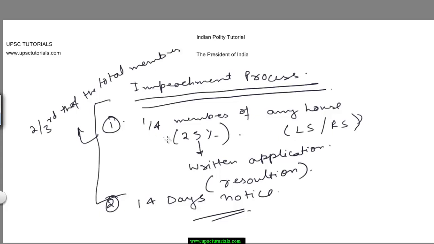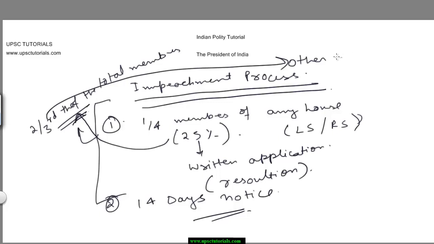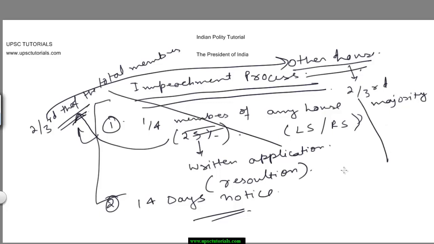If this resolution is passed by a 2/3 majority of the house, then it will be sent to the other house. For example, if this impeachment resolution was carried out in Lok Sabha, then you will have to send it to Rajya Sabha, or if it was initiated in Rajya Sabha, then you will have to send it to the Lok Sabha. Now it is sent to the other house. Now the same process has to be there. 2/3 majority is required. If it is passed by both the houses, then the President of India stands impeached. This is the crux of the impeachment process.